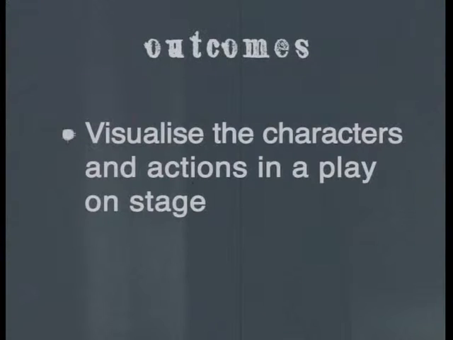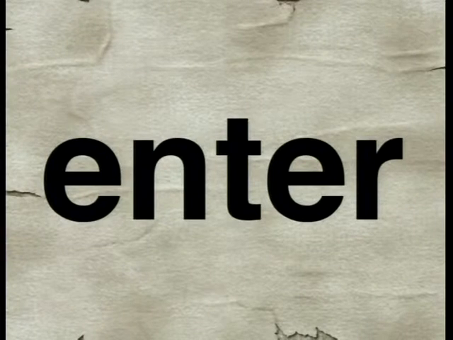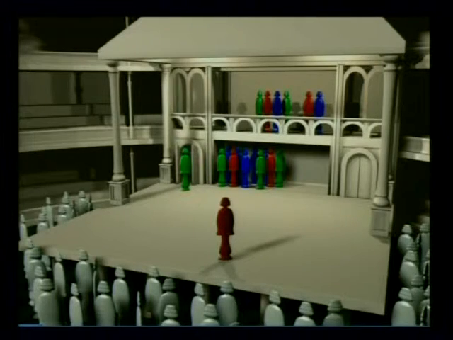By the end of this lesson, you should feel confident to visualize the characters and action in a play on stage. So let's start by looking at the few stage directions he left us and what they mean. The first one is enter. Whenever you see the word enter, it means that a character or characters are coming onto the stage, entering the scene. The stage direction torches means that the entering characters are carrying lit torches.